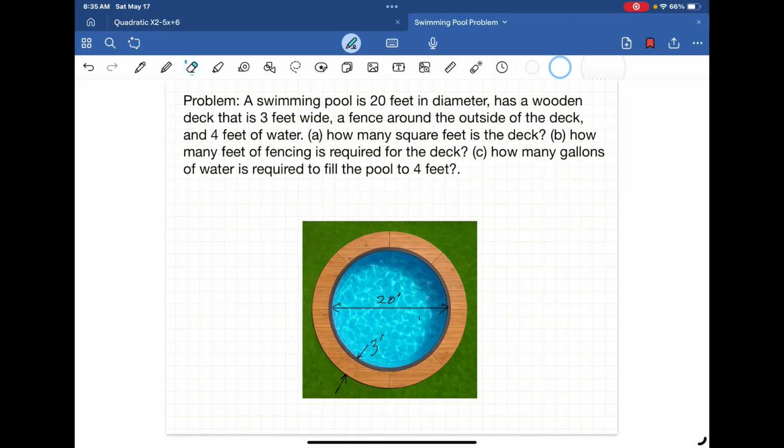In this video, I want to solve the problem. A swimming pool is 20 feet in diameter, has a wooden deck that is 3 feet wide, a fence around the outside of the deck, and 4 feet of water. How many square feet is the deck? How many feet of fencing is required to go around the deck? And how many gallons of water is required to fill the pool to a depth of 4 feet?